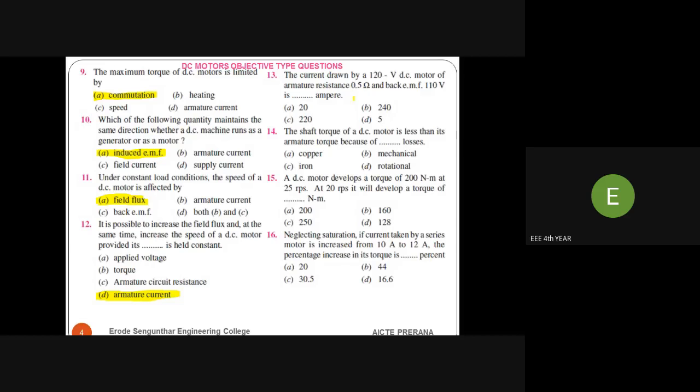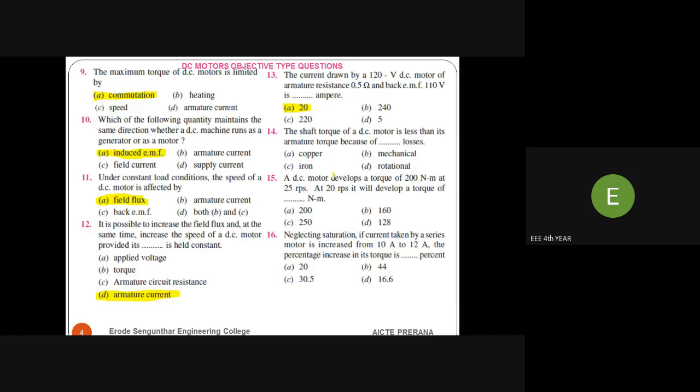We can utilize the formula EB equals V minus IA times RA. By using this formula, we can determine the armature current value. The exact answer is 20 ampere. Option A, 20 ampere.